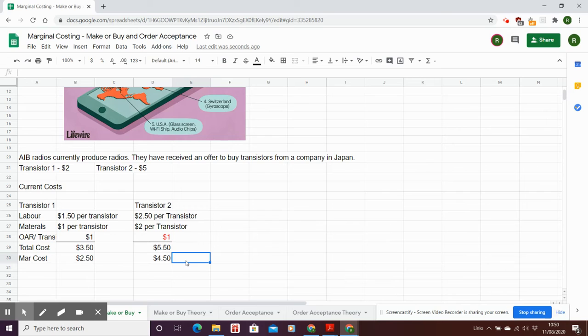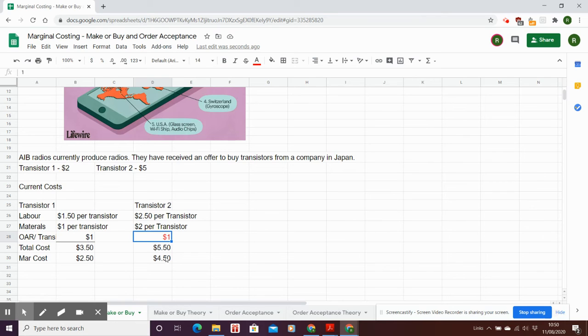However, if those overheads are shared overhead, for example, all the transistors are made in one factory, then all that would happen is if we stop manufacturing transistor 2, that overhead would need to be reallocated to all the other products that are manufactured. Okay, so the business would need to look carefully in that scenario.